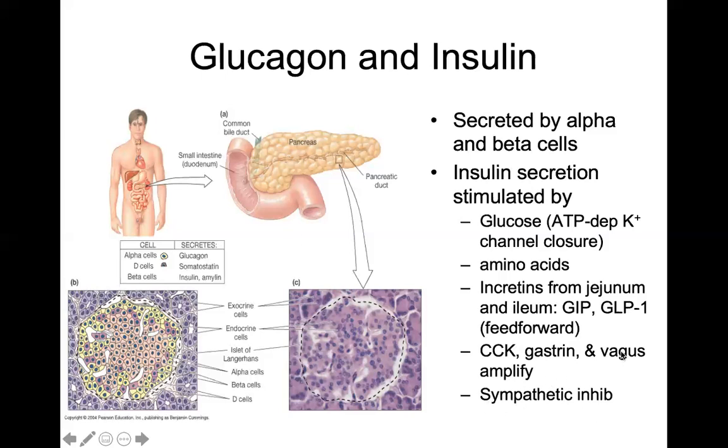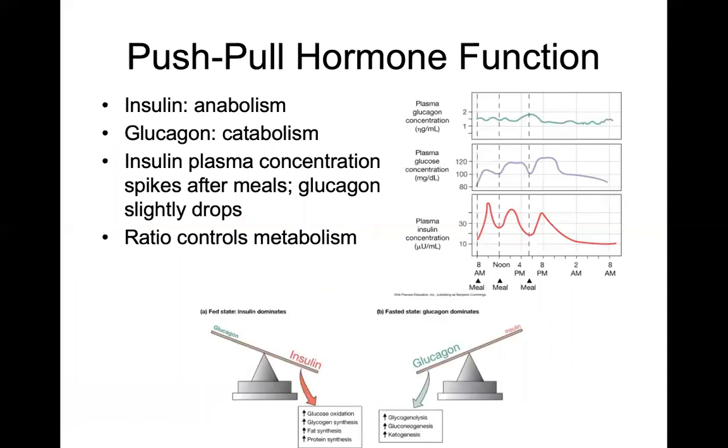Hopefully that makes sense, right? If you're increasing the parasympathetic response, decreasing the sympathetic response would probably be occurring at the same time, and they'd have the same effect, right? An increase of parasympathetic activity is equal to or very similar to a decrease in sympathetic activity. So I would know these things for what secretes insulin, what tells the beta cells to secrete their insulin. The push-pull hormone function.